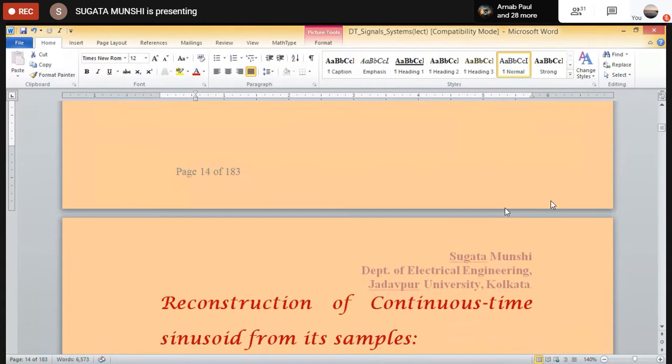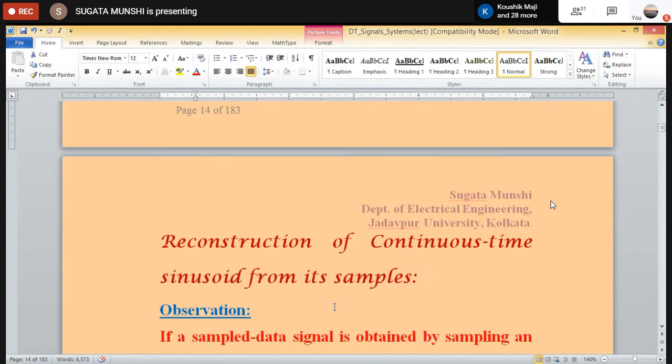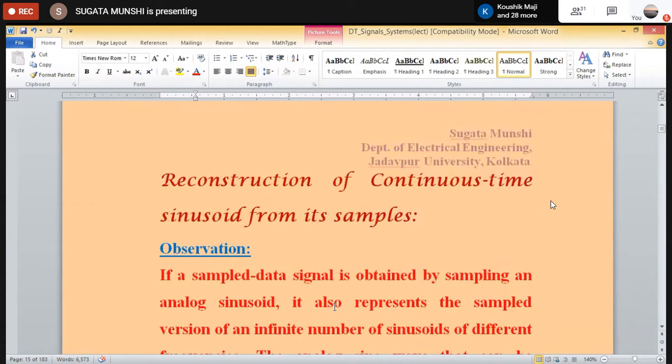Now, because sinusoids are the building blocks for all types of signals, we want to develop certain insight into reconstruction of continuous time sinusoids from their samples. That is the reason why we are considering sinusoids, because they will serve as the building blocks for periodic as well as for non-periodic signals.